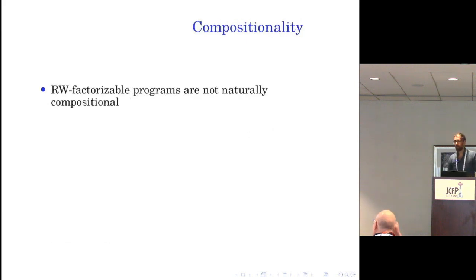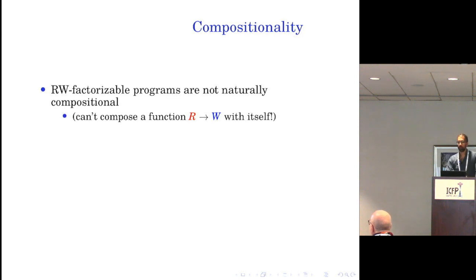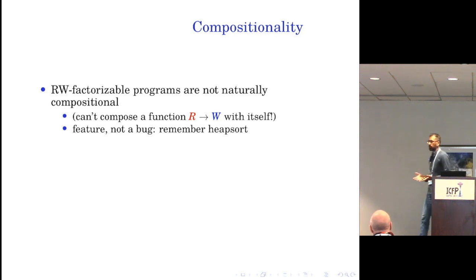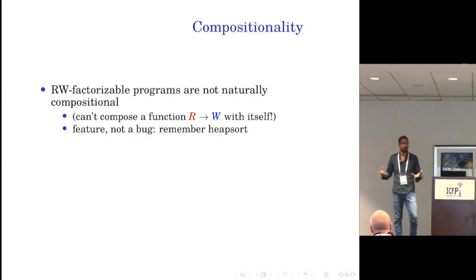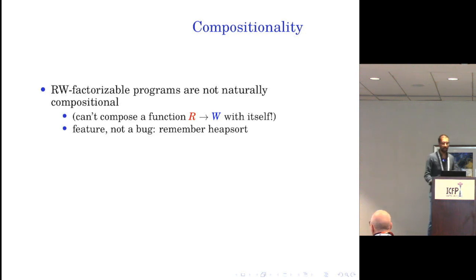Okay, so now I want to talk about compositionality. RW-factorizable programs are not naturally compositional because, well, R and W are not the same type, right? So what if you wanted to sequentially compose them? And I think that this is a feature because if we remember heap sort, it's the composition of 2 RW-factorizable procedures, but is not in and of itself RW-factorizable. And that captures something about the intentional meaning of heap sort, right? We don't want the whole thing to be RW-factorizable, but we do want to be able to compose these things.